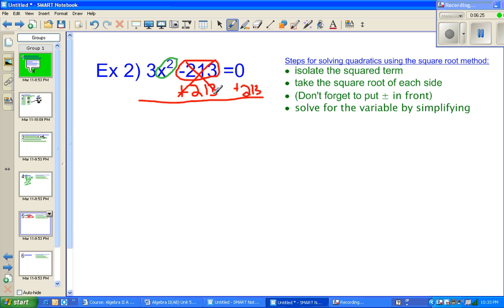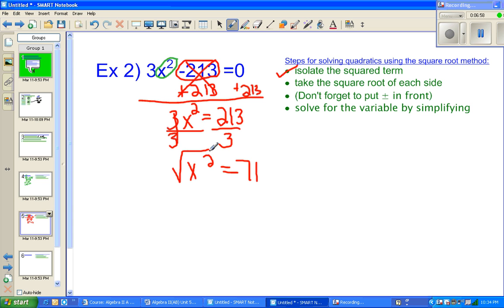These guys are going to cross out. So I have 3x squared equals 213. Now we still haven't isolated the squared term. You want to get rid of this 3 because that 3 does not belong to the squared. So now we have x squared equals 71. Okay, so we've isolated the squared term. Then you take the square root of each side.